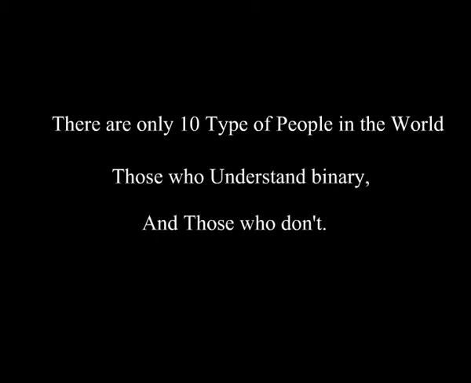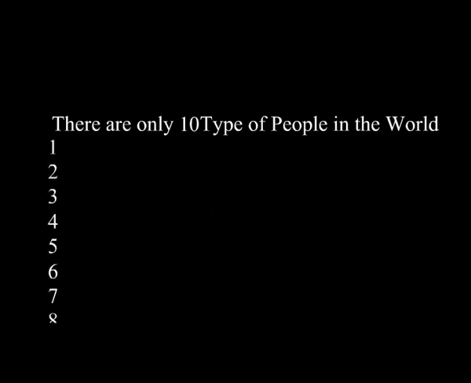So I have one more interesting example to understand what binary is. One statement is like this. Read this statement carefully with your mind. If you understand, there are 10 types of people: 1, 2, 3, 4, 5, 6, 7, 8, 9, 10. No, not at all. In this case, you are totally wrong.